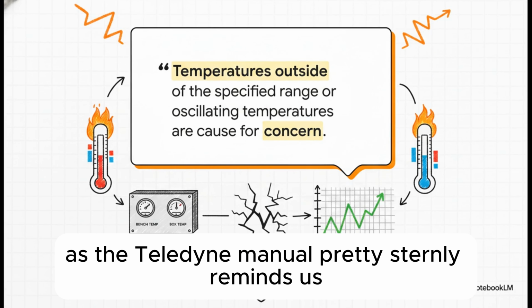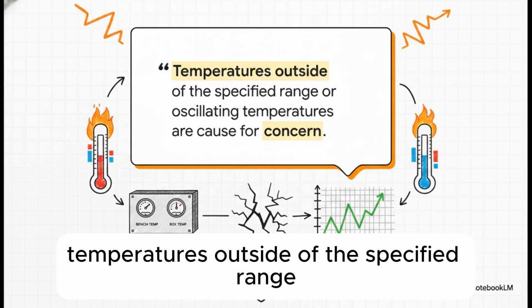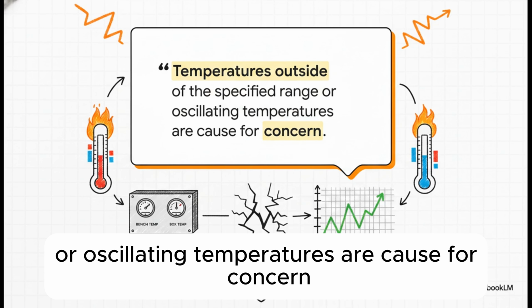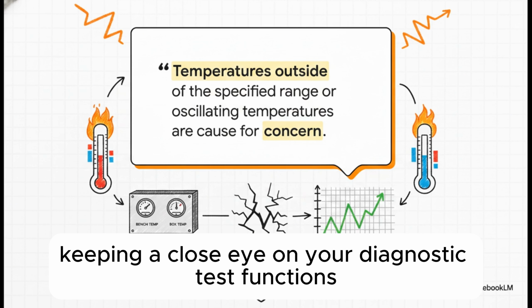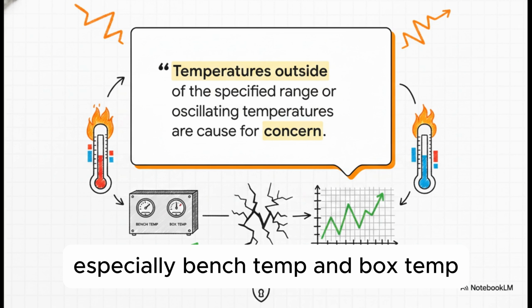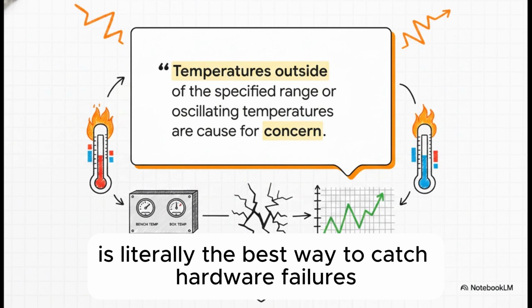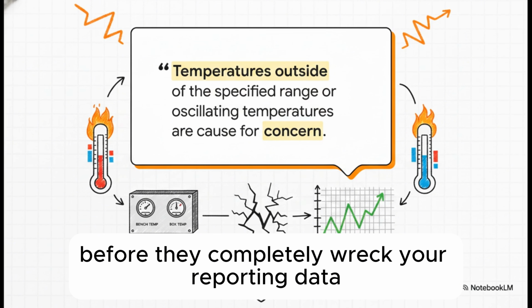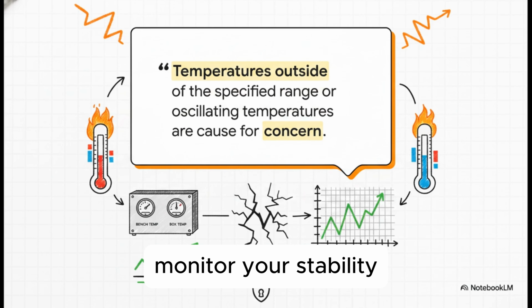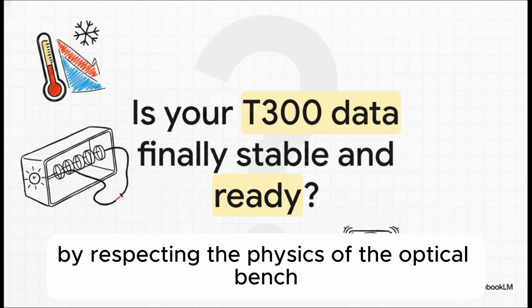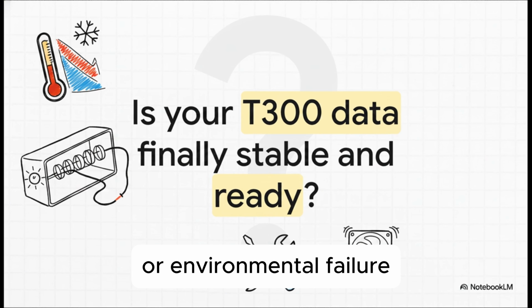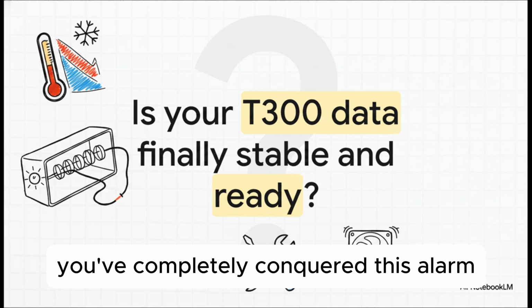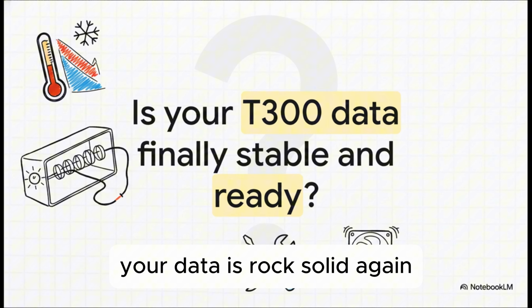As the Teledyne manual pretty sternly reminds us, temperatures outside of the specified range or oscillating temperatures are cause for concern. Honestly, keeping a close eye on your diagnostic test functions, especially Bench Temp and Box Temp, is literally the best way to catch hardware failures before they completely wreck your reporting data. Monitor your stability. By respecting the physics of the optical bench and methodically hunting down the exact electrical or environmental failure, you've completely conquered this alarm. Your data is rock solid again.